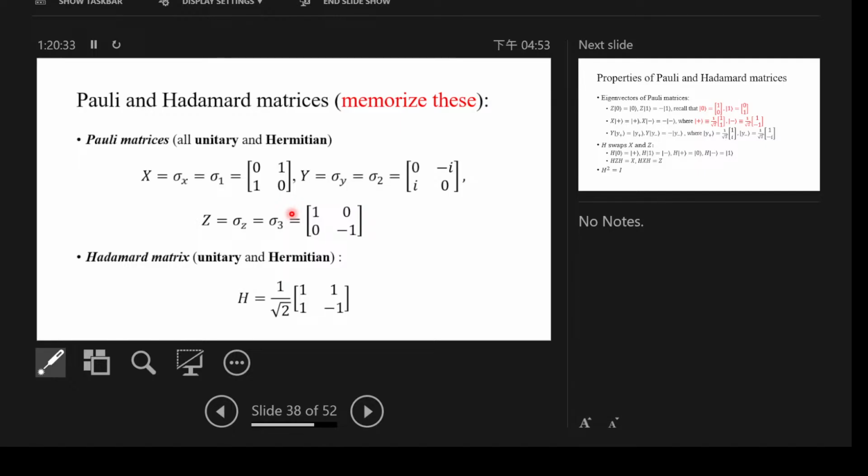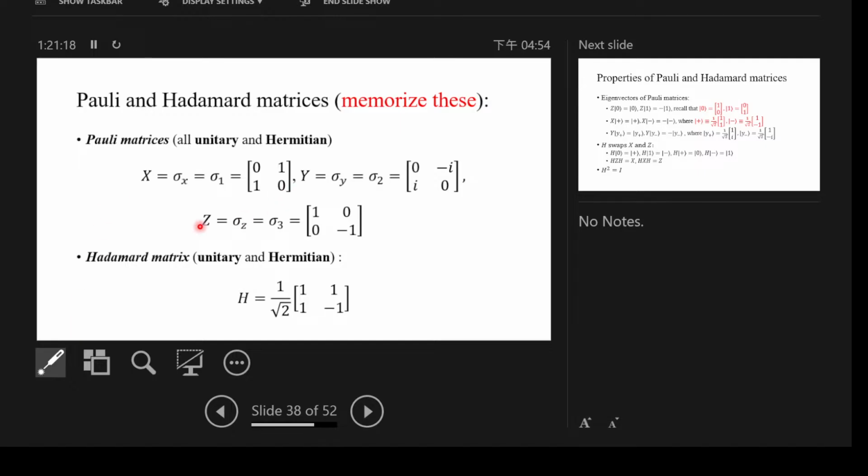They are very nice matrices because they have two properties. They are both unitary and Hermitian. You can just check it yourself. That means their eigenvalues are 1 and minus 1. And then there is also the Hadamard matrix, which is also unitary and Hermitian, and you should also memorize it. It's 1 over square root 2 times 1, 1, 1, minus 1. And a bit of intuition about those four matrices.